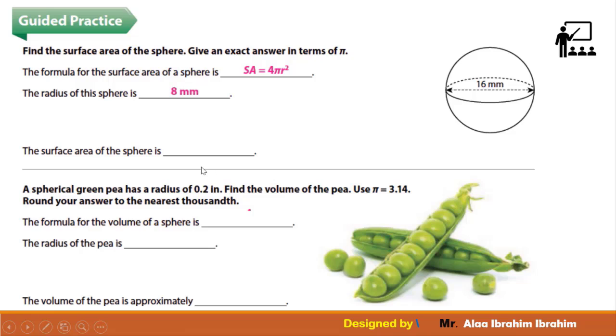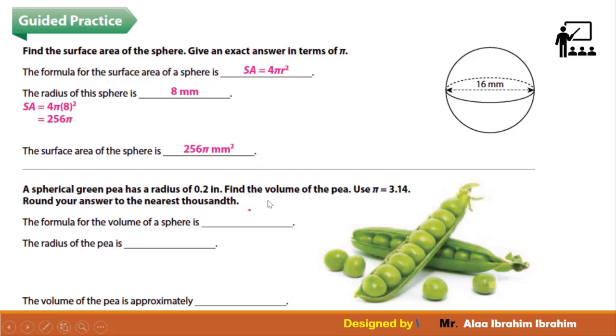So this is 8. Now I replace it. No, I have to leave it because it is in terms of pi. So 4 pi, I change r with 8, and you now have 256 pi. This is your area, or surface area.